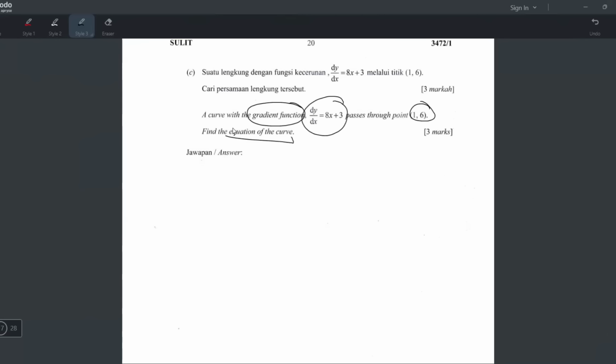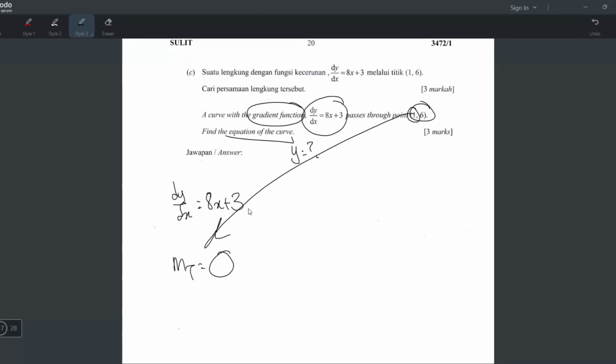Okay, this one you have to do integration actually. Because finding the equation of the curve means finding y. So dy dx equals 8x plus 3. Some students might make this mistake. Some students might say, sir, why not substitute the 1 in? If you substitute 1, you are finding the gradient of the tangent. You shouldn't do like that, because they are asking for the equation of the curve.